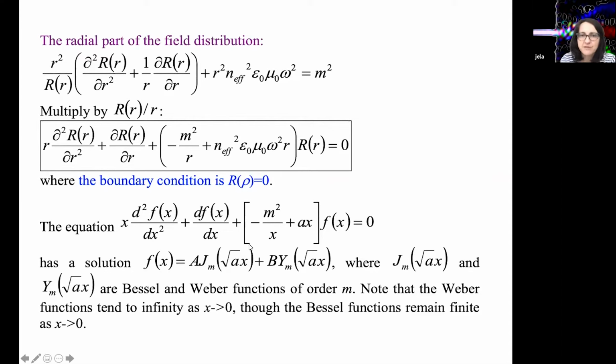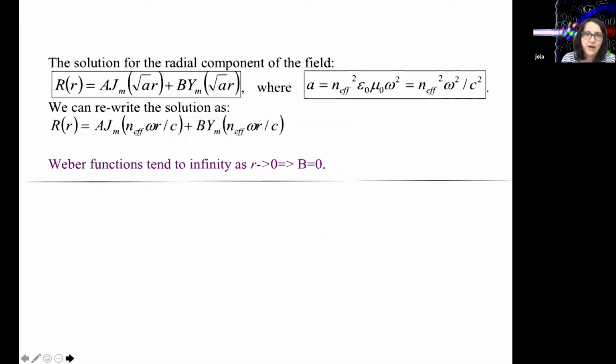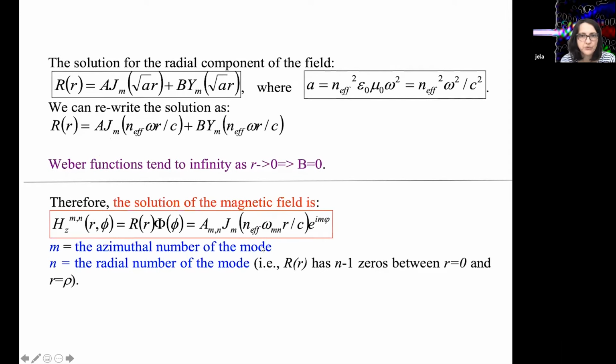So we just take Bessel functions as a solution to the problem, and the whole solution would be the product of the Bessel function and this e to the i m phi, or e to the minus i m phi part, right? So here is the whole solution. Magnetic field, and there is only a z component of the magnetic field, would be the product of the radial part of the solution and the angular part of the solution.